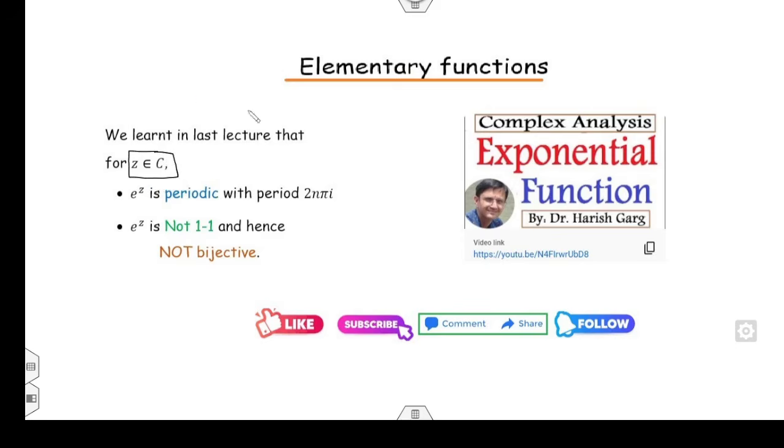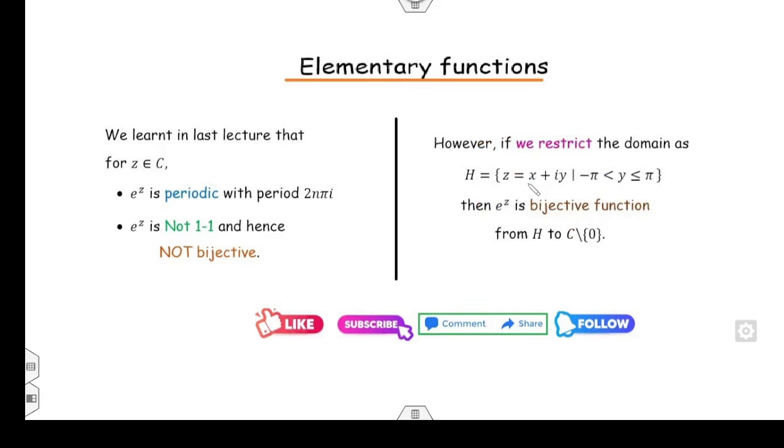However, because we all know z is x plus iy, if I change my domain from z belonging to C to some other domain, let's say H, where H is defined as the collection of all those elements x and y where y is only from minus π to plus π, then the exponential function of the complex variable is a bijective function. That means it is one-to-one as well as onto.